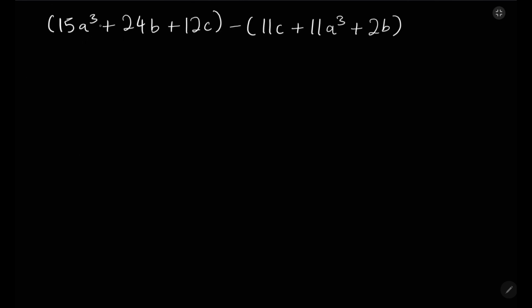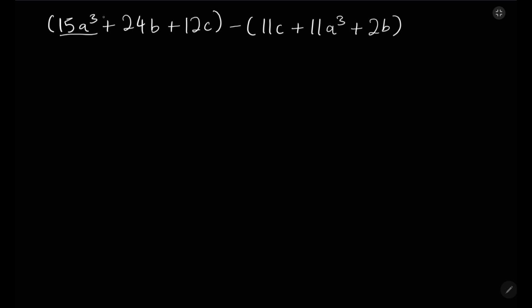Let's try 15a to the power 3 plus 24b plus 12c, minus 11c plus 11a to the power 3 plus 2b. How do we simplify this? Let's check in the first bracket. We have a to the power 3, b, and c. So we don't have any like terms. In the second bracket, we have 11, a to the power 3, and b. We don't have any like terms. So we can go across our bracket.